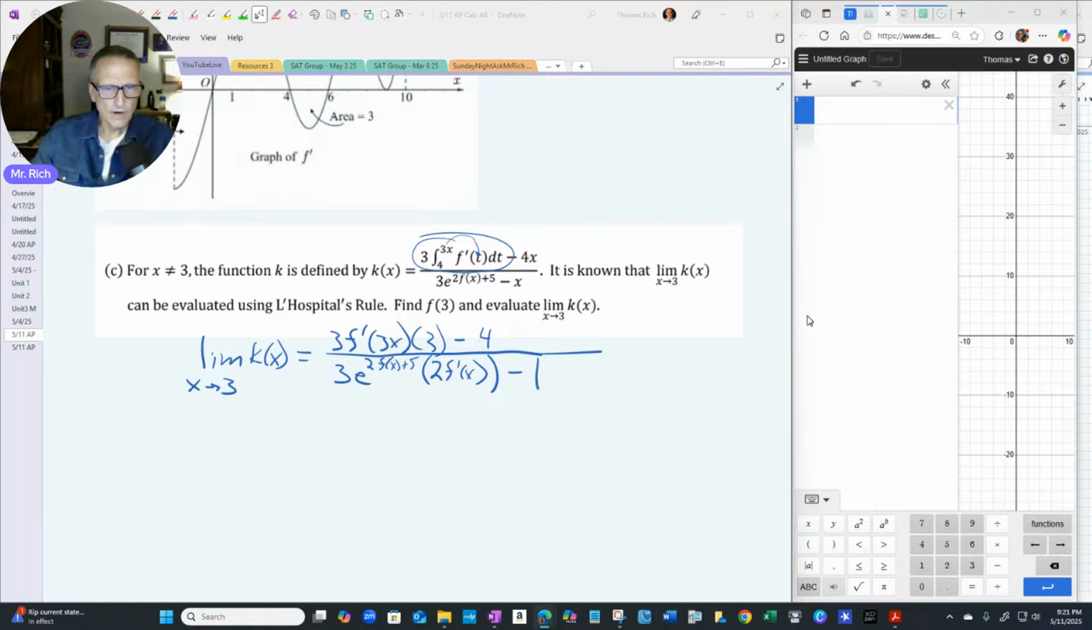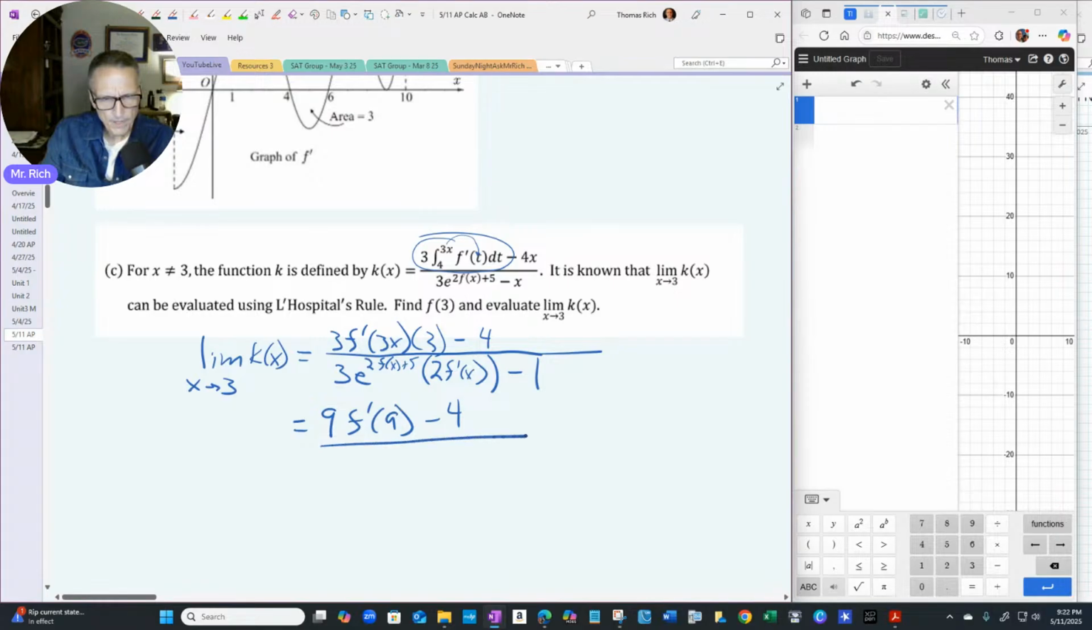Okay. All right. So now we're going to do direct substitution here. So we're going to do 3 times f prime of 9. And let's do 3 times 3. So we'll put the 9 in the front: 9 times f prime of 9 minus 4. Then this is going to be 3e to the 2 times f of 3 plus 5 times 2 times f prime of 3. Okay, and then minus 1.